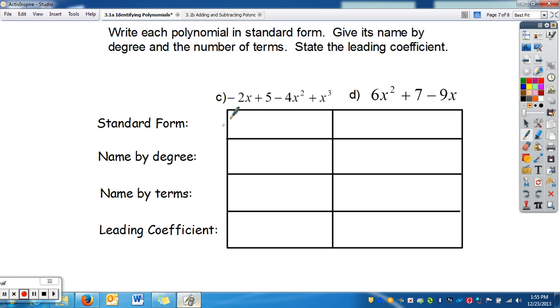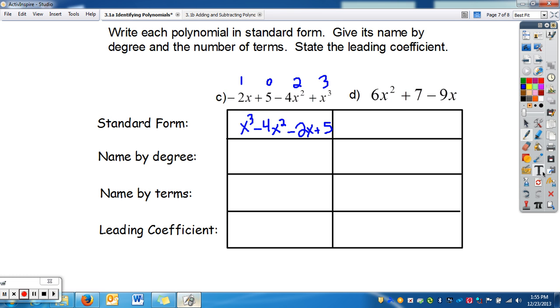Alright, so the last two, putting them in standard form. This one has a degree of 1, 0, 2, 3. So x cubed gets to go first, minus 4x squared minus 2x plus 5. Alright, so now filling in the blank.